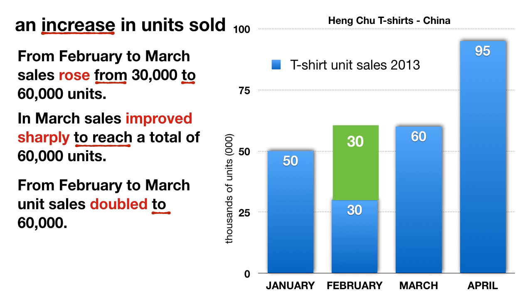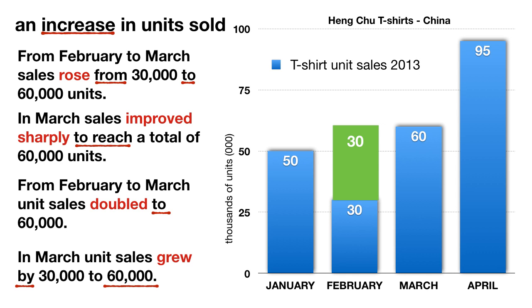Third one here, from February to March, unit sales doubled to 60,000. Doubled means it's exactly twice the number. And the fourth, in March, unit sales grew by 30,000 to 60,000. So, grew, it's the irregular past tense of to grow, and the preposition sales grew by 30,000. 30,000 is the difference between the two numbers, from 30 to 60. Just look back at the second example here.